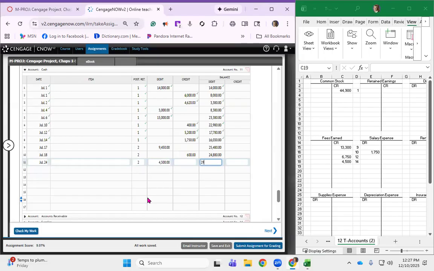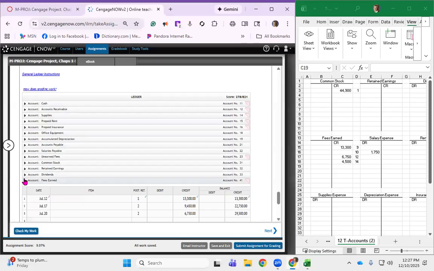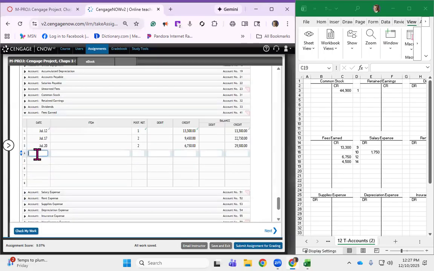Okay, I got 29,380. Okay, let's close the cash. Let's open fees earned. Okay, it is July 24th, page 2. We're crediting fees earned for 4,500, and now this is the fourth amount in fees earned.